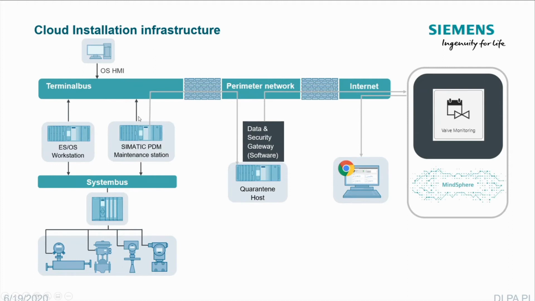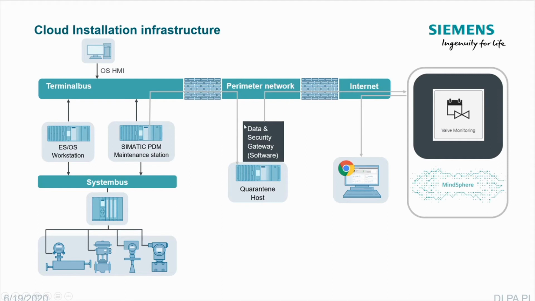Or what you can do is you can have a quarantine host. And this can be a very low-cost PC. So you have a firewall between your plant bus, which we're calling the terminal bus, and your office network, if you like. So that's your first layer of security. And PDM can only push data to one file location on that quarantine PC. This PC can't read anything from PDM, so it's one-way communications.